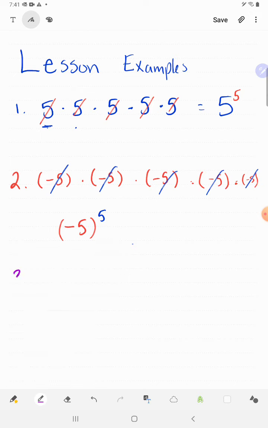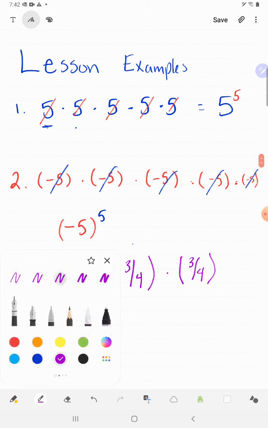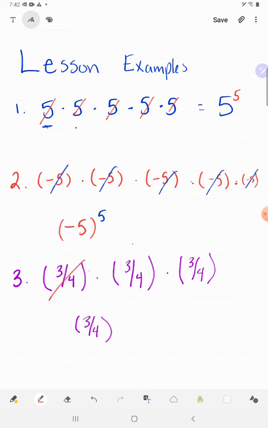All right, let's move on to number 3. Number 3 says that I have 3/4 times 3/4 times 3/4. Once again, you can see my base is a fraction, so the base is going to be in parentheses. So I got 3/4. And then how many times am I multiplying this base? 1, 2, 3. This is my answer.